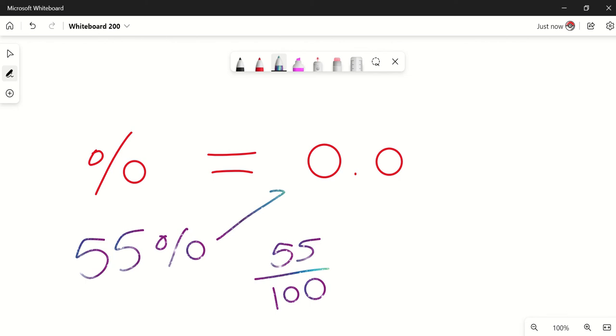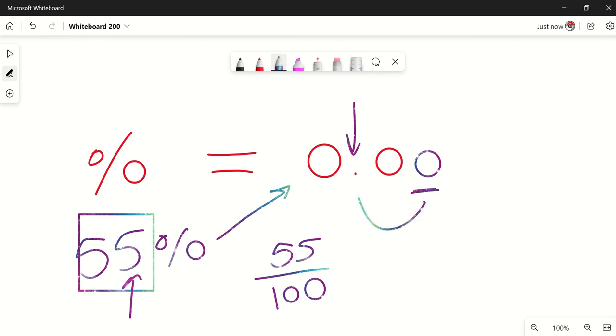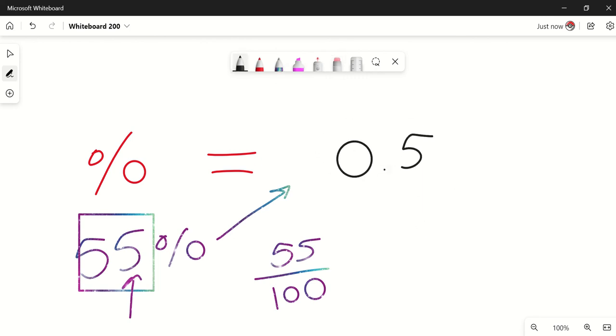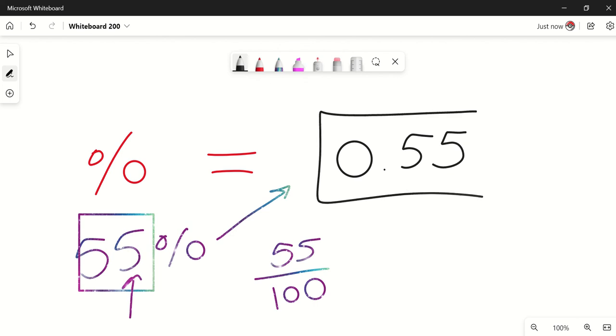As a decimal, we would keep the number and make sure the last digit falls in the hundredth spot. Again, the hundredth spot in a digit is the second number after the decimal. This is the 10th spot. This is the 100th spot. So 55% as a decimal would be 0.55. And that would be it.